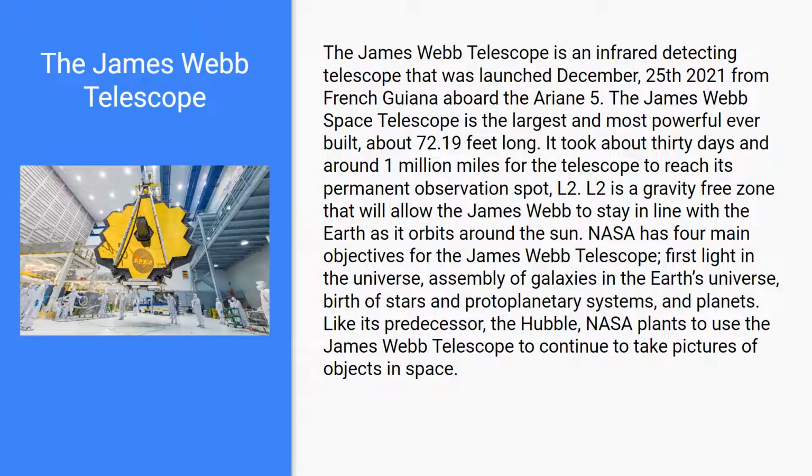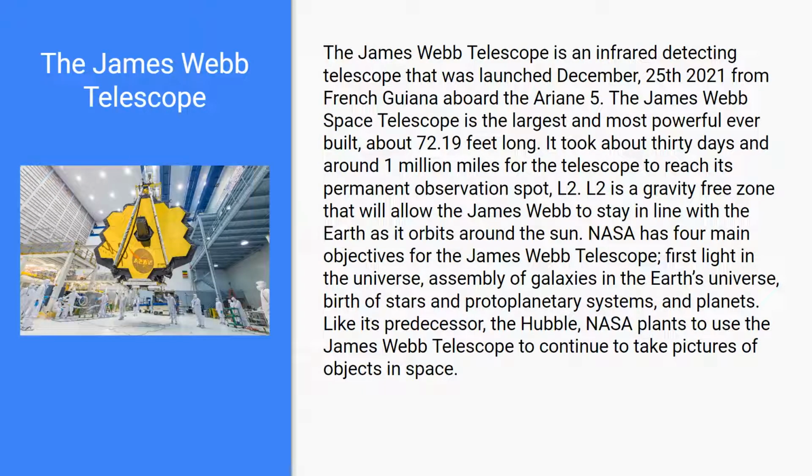The James Webb Telescope is an infrared detecting telescope that was launched December 25, 2021 from French Guiana aboard the Ariane 5. The James Webb Space Telescope is the largest and most powerful ever built, about 72.19 feet long. It took about 30 days and 1 million miles for the telescope to reach its permanent observatory spot, L2. L2 is a gravity-free zone that will allow the James Webb to stay in line with the Earth as it orbits around the Sun.